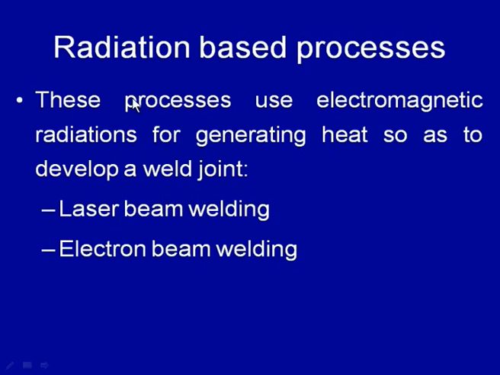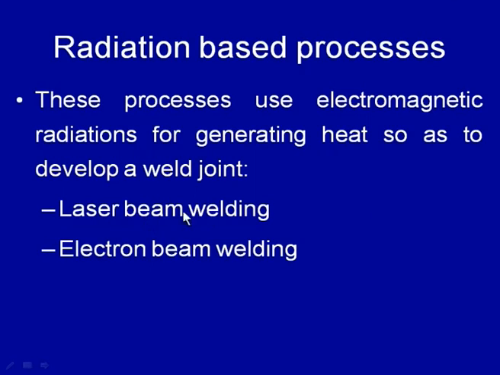There are certain processes which use radiations to get the faying surfaces in the molten state and get the weld joint. These processes use electromagnetic radiations for generating the heat so as to develop the weld joint. One is laser beam welding and another is electron beam welding. In laser beam welding, mainly a laser is directed towards the workpiece surfaces, or the members to be joined.